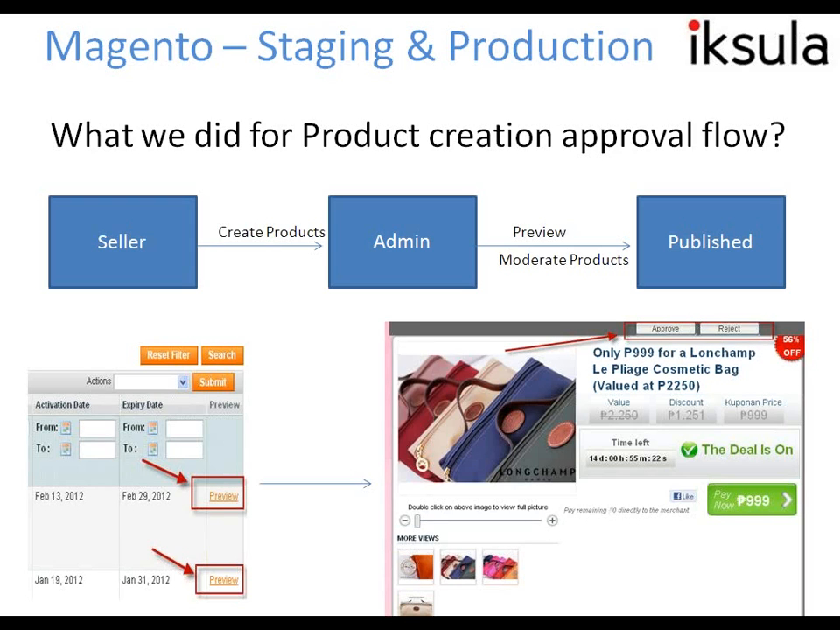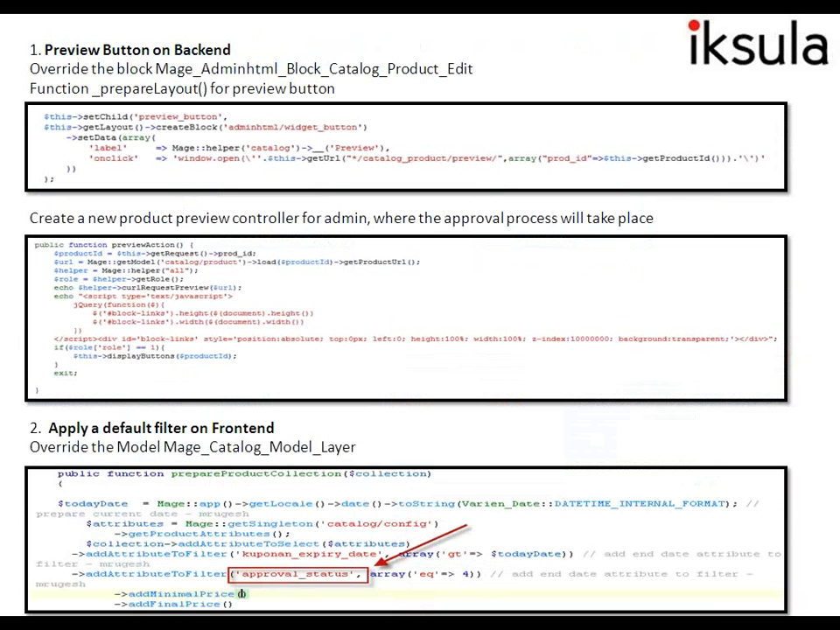The first thing is we inserted a new button called preview on the backend. To do it, it's pretty simple. You just override the block of the admin HTML as shown on the screen, and in the next step, we simply created a controller for it, so that when the button is clicked, it calls the catalog product and shows the preview view of the product, along with 2 buttons which we have implemented using jQuery.